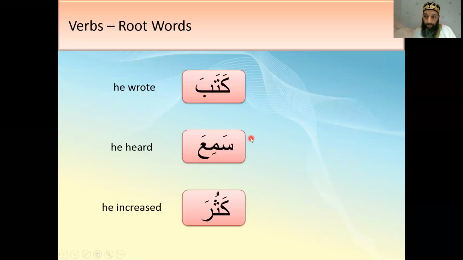So if you don't look at your books, look at this. Kataba, sami'a, kathura. These are all three root words. What's the difference? Apart from the meaning, this one means he wrote, he heard, he increased. What is the difference? Notice some difference. I'll give more time to people to think about it.